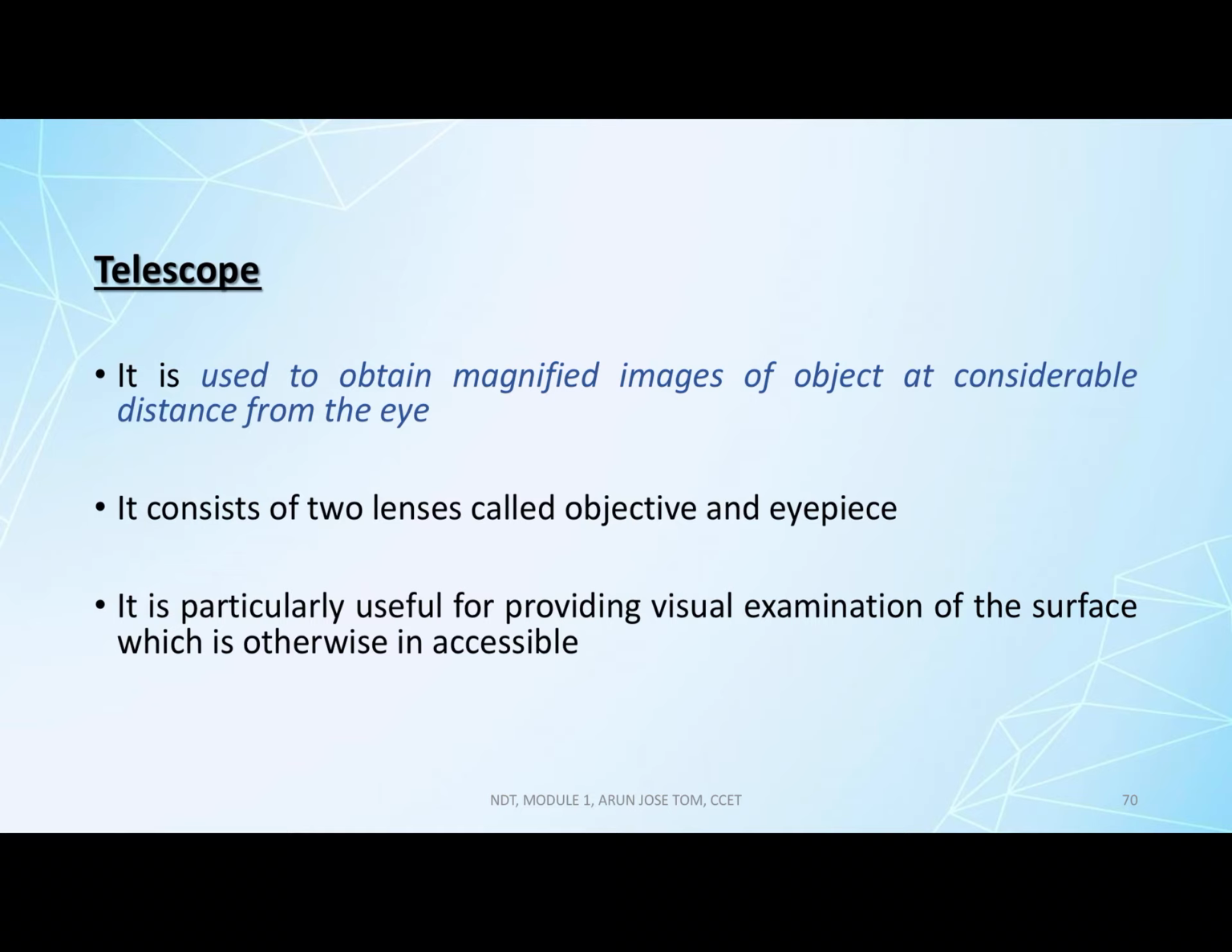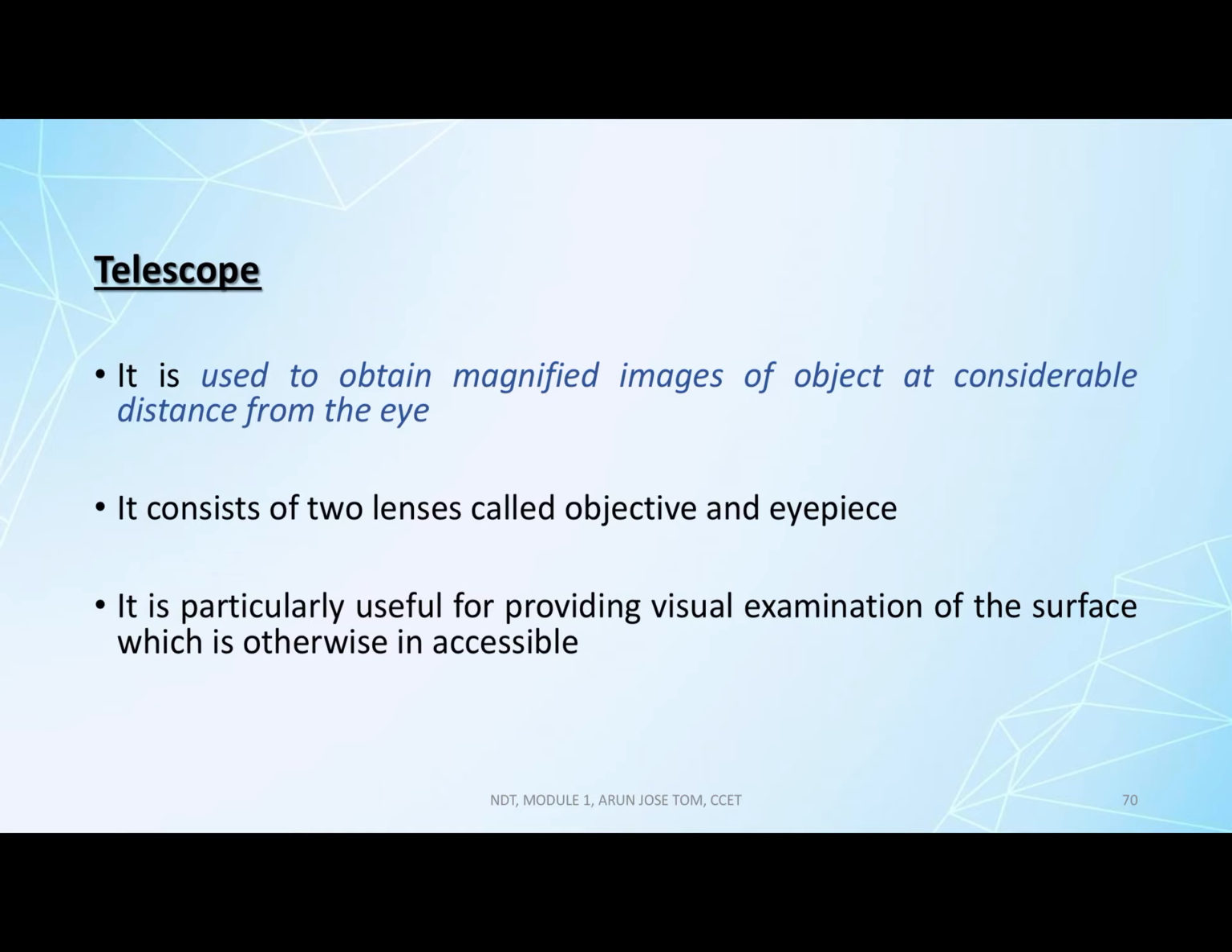Next, telescope. You know what a telescope is used for, what a telescope looks like and what the purpose of a telescope is. It is used to obtain a magnified image of an object at a considerable distance from the eye, because a telescope is used for observing long distance objects and studying them. With our human eye, we cannot see such longer distance objects. So a telescope is used in such areas.